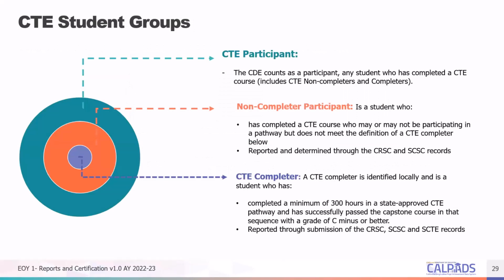All right, let's define some terms here with the SCTE file. Starting with a CTE participant. So a CTE participant is a student who has completed the equivalent of a conventional 50-minute class taken 5 times per week for 180 school days, or approximately 150 hours of instruction in a state-recognized CTE pathway. The CDE counts as a participant any student who has completed a CTE course. So that is the definition of a CTE participant.